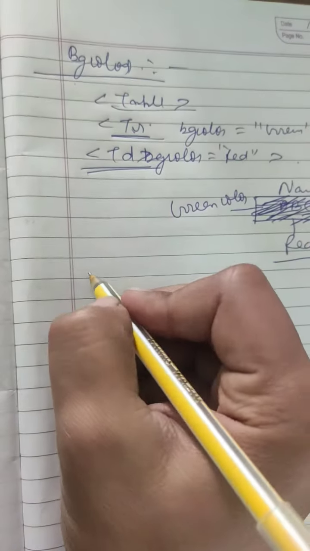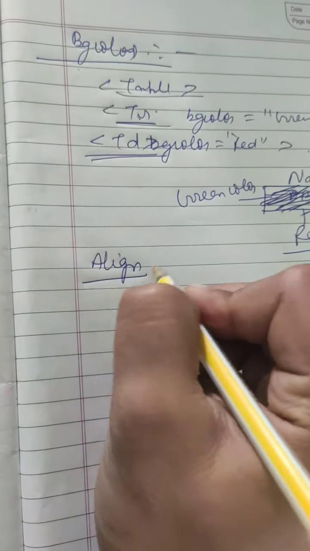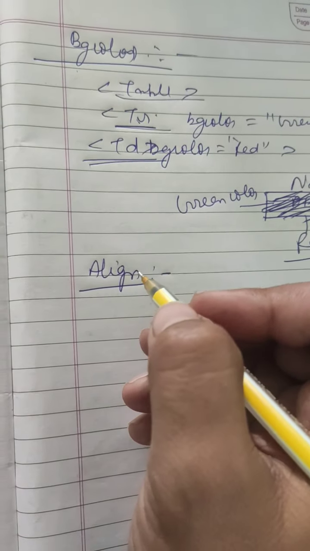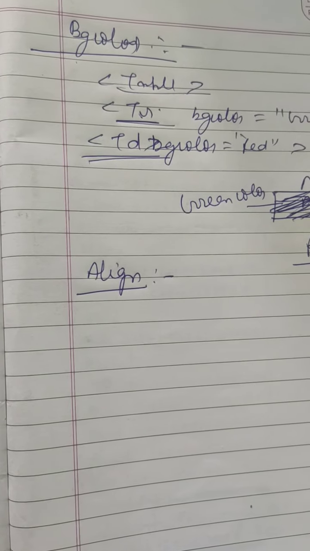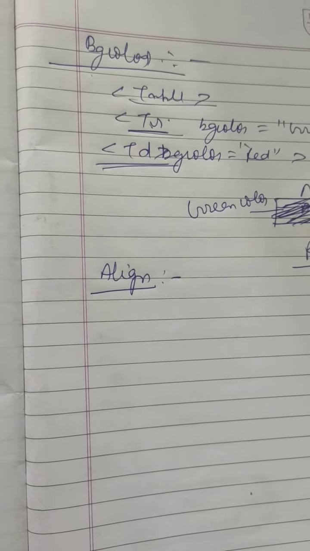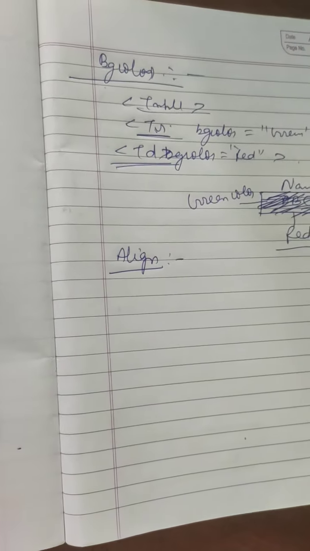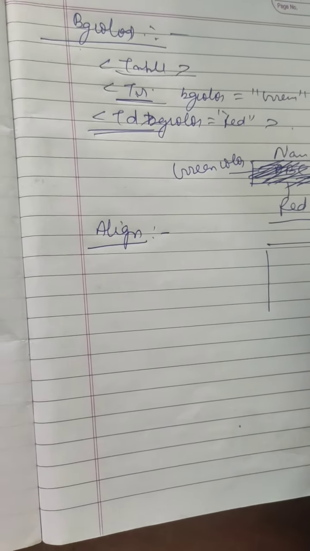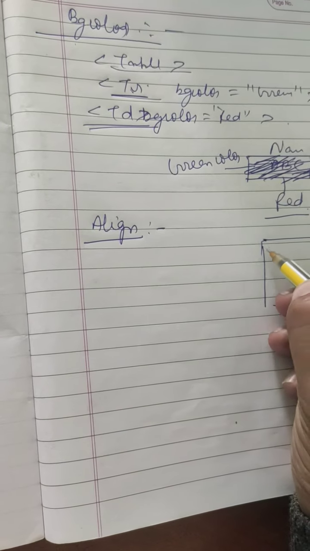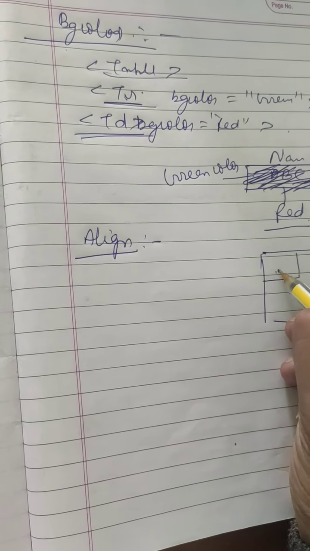Now the next part is align. What is the use of align? The align attribute sets your table to either the right of the page, or center, or at the left. But by default, if you do not provide any alignment, it will be at the leftmost, the upper part of the left. For example, this is your page. If you do not provide any alignment, your table will be here only.